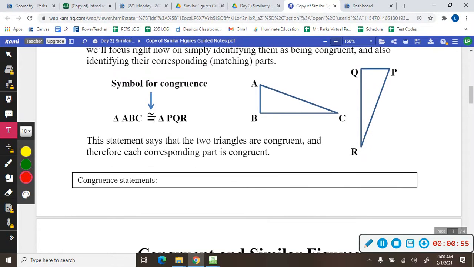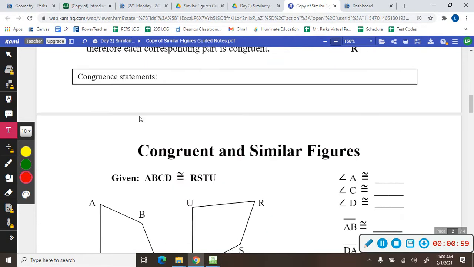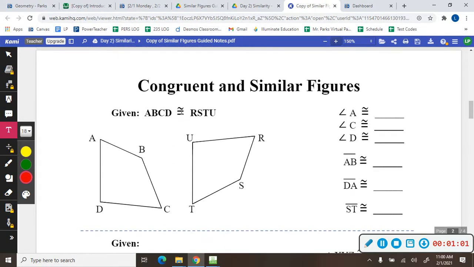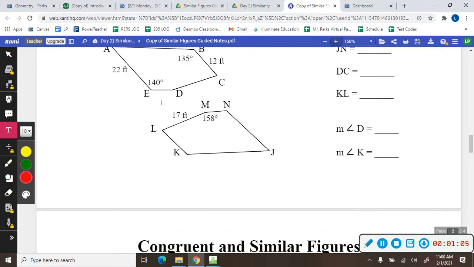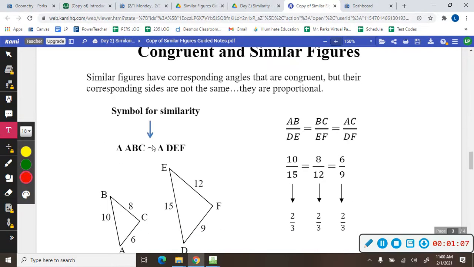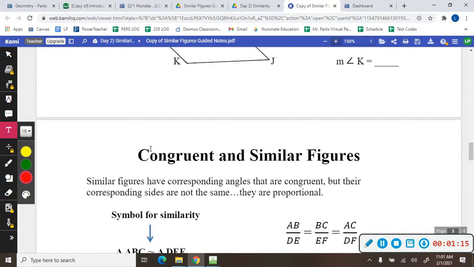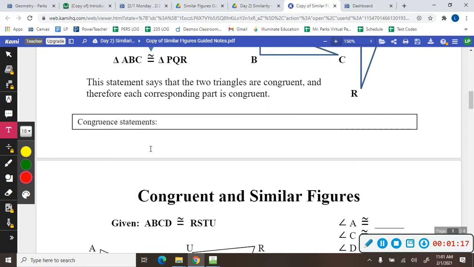This symbol right here means congruent. And then what's important I want you to know, that means congruent. Notice the symbol for similarity. It looks different. It doesn't have the equal sign. So that's one thing I want to make sure you have in your memory collection.